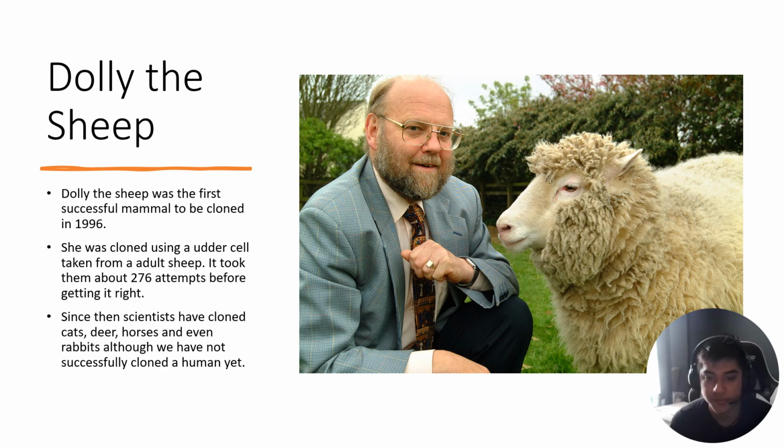So, Dolly the sheep. This is the first successful mammal to be cloned, and it was in 1996. I believe it was Scottish scientists who were able to successfully clone a mammal. She was cloned using an udder cell taken from an adult sheep. It took them about 276 attempts before actually getting it right. Since then, scientists have cloned cats, deer, horses, and even rabbits, although we have not successfully cloned a human yet.